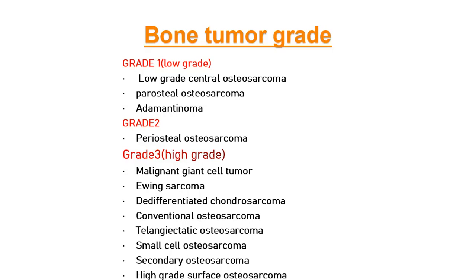Under grade 2, we have periosteal osteosarcoma, and this is the only one which is found on grade 2. Then grade 3, we have malignant giant cell tumor, Ewing sarcoma, the differentiated chondrosarcoma, conventional osteosarcoma, telangiectatic osteosarcoma, small cell osteosarcoma, secondary osteosarcoma, and the high-grade surface osteosarcoma. So those are the ones which fall under high grade or grade 3. We as well have other gradings.